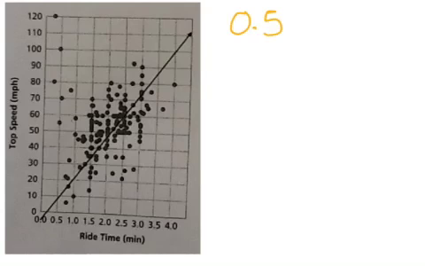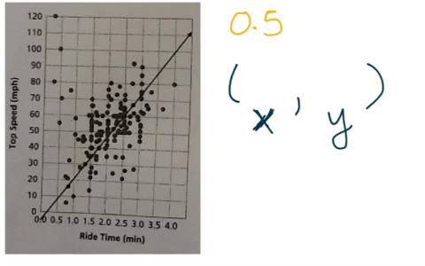Also, for part C, I asked you to list the coordinates of an outlier in this graph. I'm really just looking for the ordered pair, coordinates mean ordered pair, of one point that is totally far away from our line of best fit, and that's an outlier. So an ordered pair always has the x value first and the y value second. So I'm going to pick a really obvious one. That's this point up here.